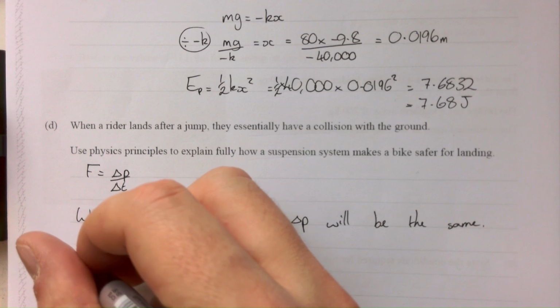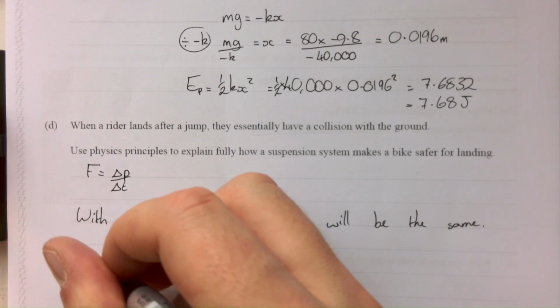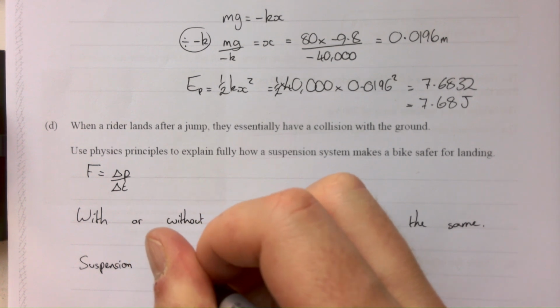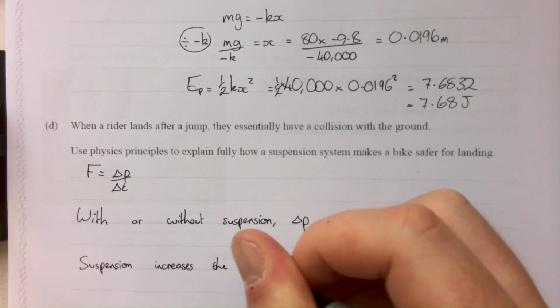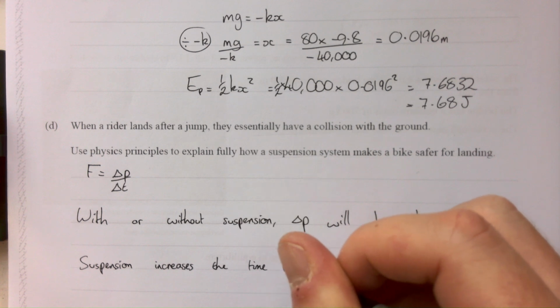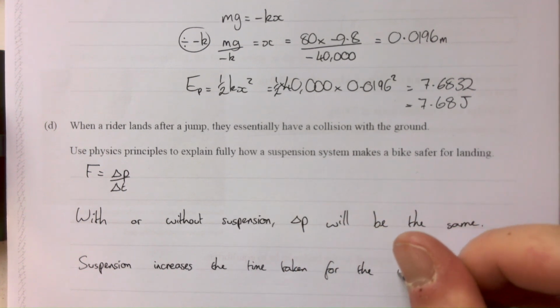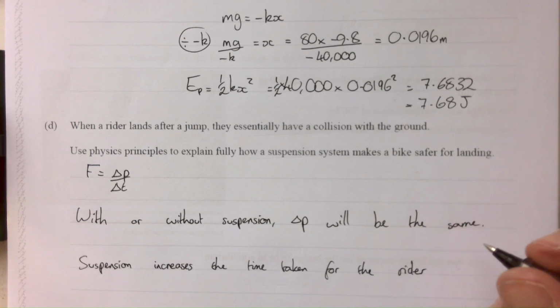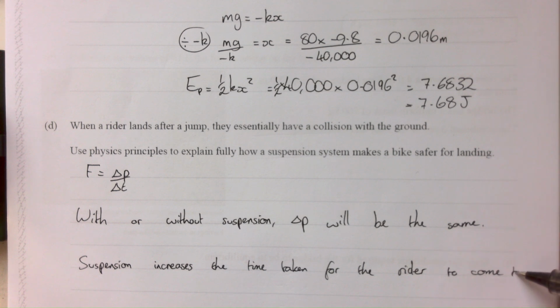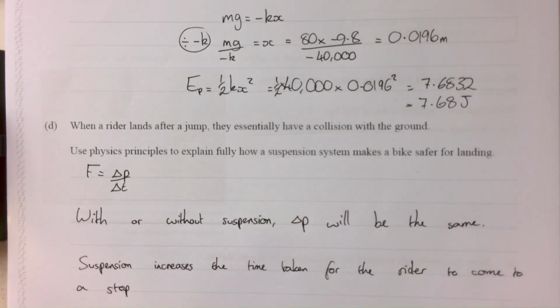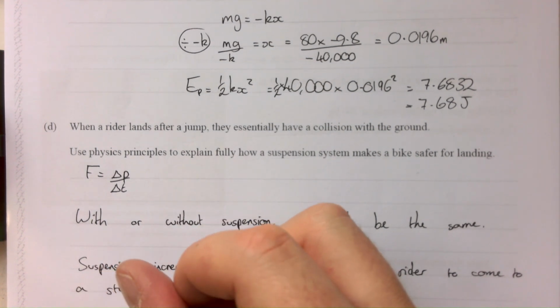Suspension, or the spring, suspension increases the time taken for the rider to come to a stop when he's landing. So the suspension increases the time taken for the rider to come to a stop while landing.